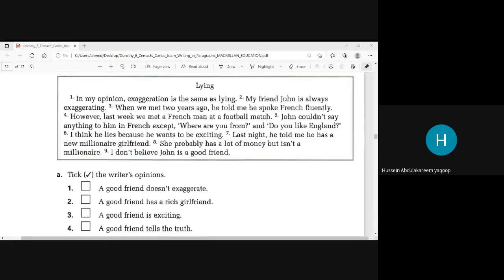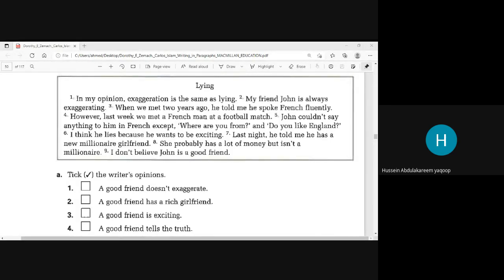Do we have here any topic sentence? Now we may lower your hands, please. Now, Karrar Ibrahim. In my opinion, exaggeration is the same as lying. That's okay. So this is the opening sentence or the topic sentence.